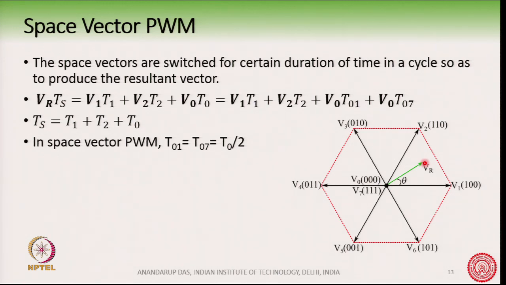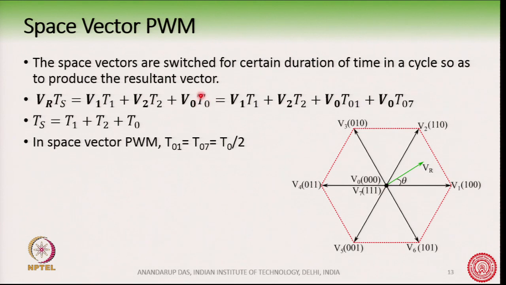Additionally, we see that the 0 period is actually divided into two 0 periods. Why is this called a 0 period T0? Because we are applying the 0 vector during this time. So we are applying the 0 vector for T0 time, the V1 vector for T1 time, and the V2 vector for T2 time.